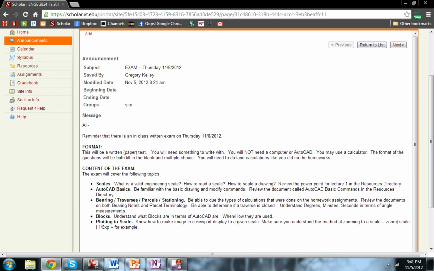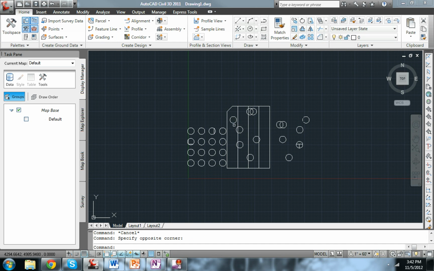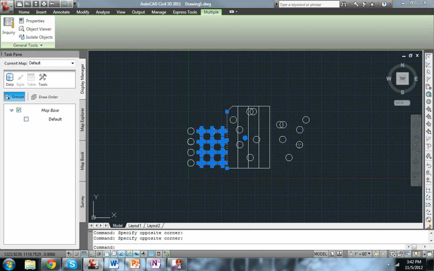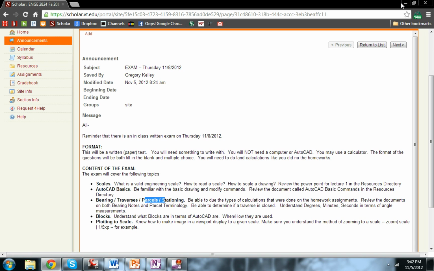What else do we want to talk about? Traverses, we kind of talked about that. Parceling and stationing. What does parceling do for us? So parcels divide land. Have you ever heard the term parcel of land? You probably have. If you haven't, I'm sorry. What it does is we know that parcels divide lands, and we have labels for the parcels, which are in fact bearings and traverses.